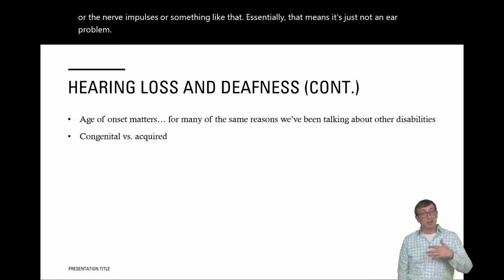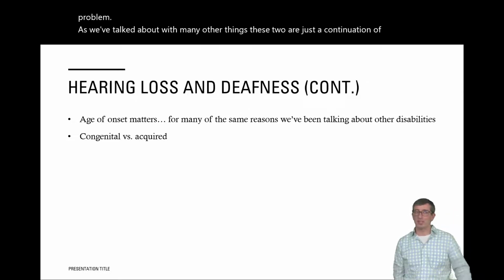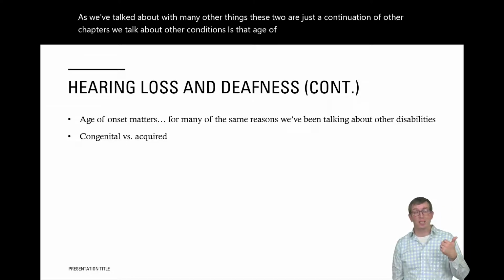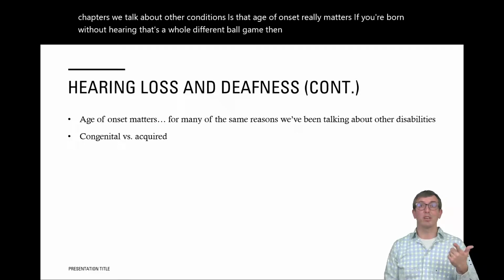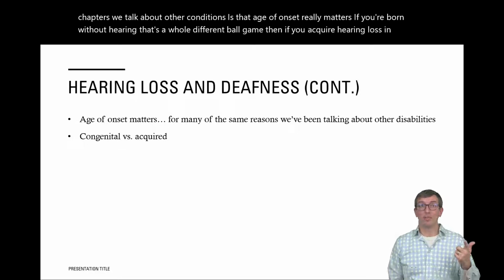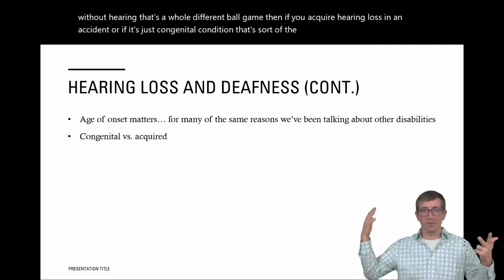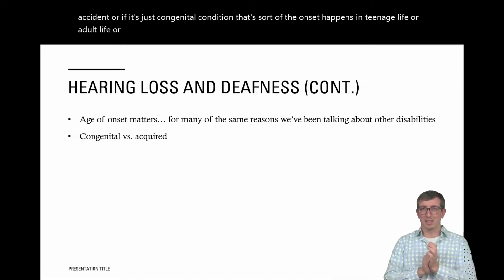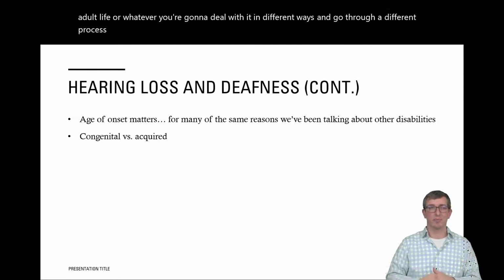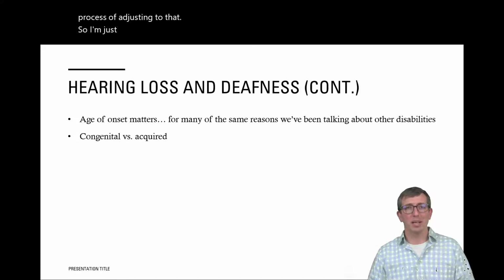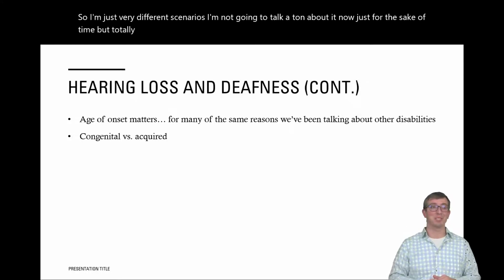As we've talked about with many other things, these two are just a continuation of other chapters where we talked about other conditions. The age of onset really matters. If you're born without hearing, that's a whole different ballgame than if you acquire hearing loss in an accident, or if it's just a congenital condition where the onset happens in teenage life or adult life. You're going to deal with it in different ways and go through a different process of adjusting to that. So it's just very different scenarios. I'm not going to talk a ton about it now just for the sake of time, but we totally could have a big conversation about that.